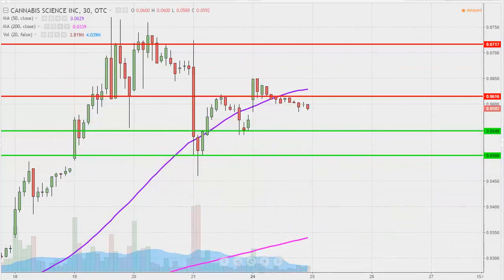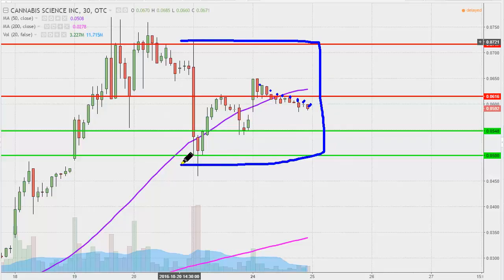Real quick, what do I mean by 30-minute in case maybe you're new to charts? Instead of each one of these candlesticks representing one day's worth of price action, which is what you would normally see, each one represents 30 minutes. So while this may look like a few weeks worth of time right here, it's actually just the past few days broken down into 30-minute time slices.